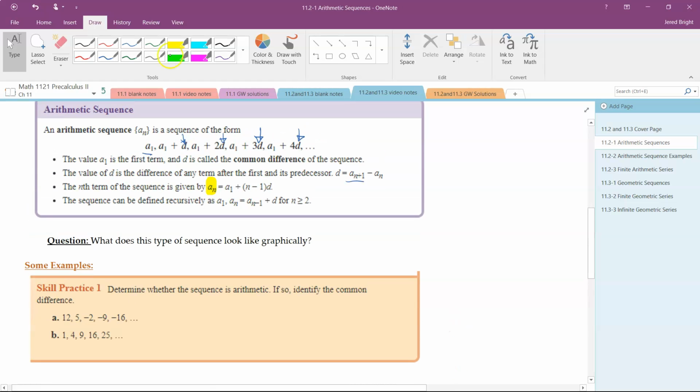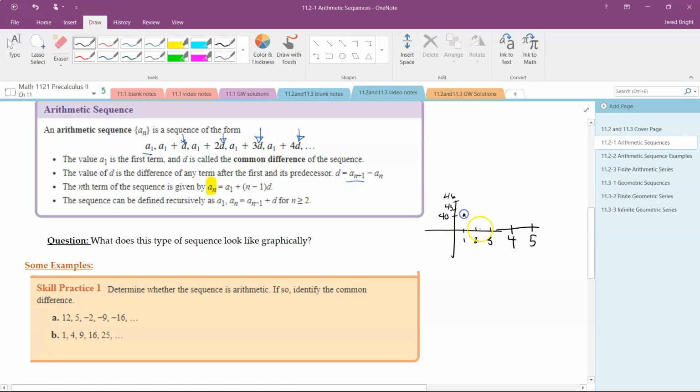What does it look like graphically? Well, if we were to plot this, right? Okay, so here's year one, year two, and I'm just using my salary example. Okay, and so I'm just going to put, here's 40,000 and here's 43, 46.